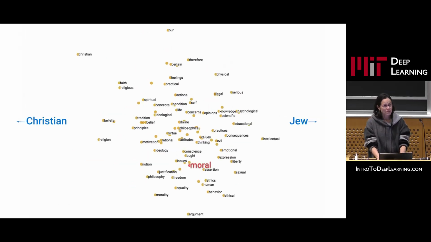I changed my axis now. It goes from Christian on the left to Jew on the right, and my anchor word is moral. Close to Christian: Christian, beliefs, religion, faith, religious. Closest to Jew: intellectual, psychological, serious, educational, sexual, liberty, ethical, and so forth. Okay?